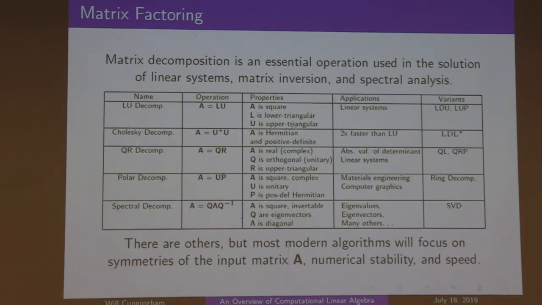And so for instance, if you're trying to decompose your matrix and it happens to be Hermitian, then you would use this Cholesky decomposition because it's about twice as fast when it's applicable. So it's worth knowing the differences between these. There are all sorts of variants, of course.